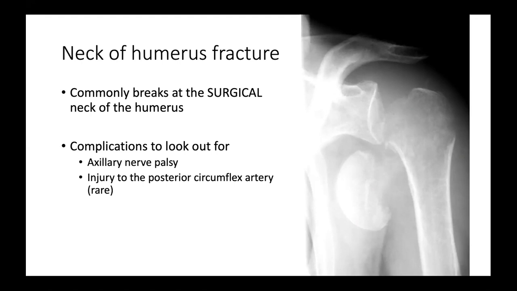And this is rare, but you can also get an injury to the posterior circumflex artery, which will cause avascular necrosis. So something to keep in mind is that with NOF in your legs, artery goes first, then sometimes vein, then sometimes nerve, okay? Whereas with the shoulder, nerve goes first, sometimes the artery, okay?